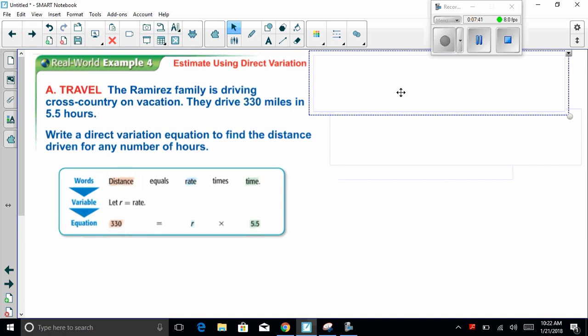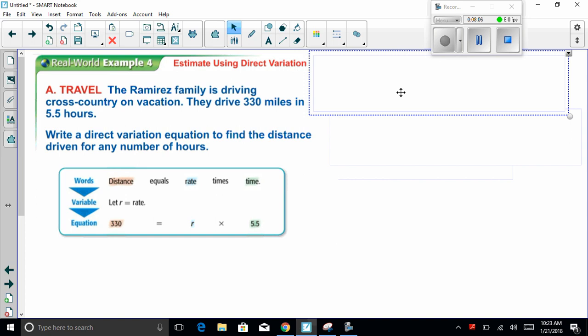All right, so now we have our real-world example 4. We're going to estimate using direct variation. The Ramirez family is driving cross-country on vacation. They drive 330 miles in 5.5 hours. Write a direct variation equation to find the distance driven for any number of hours. So our y and our x now actually are going to have labels.